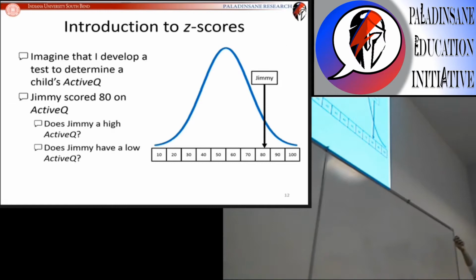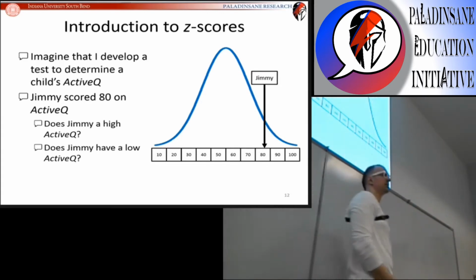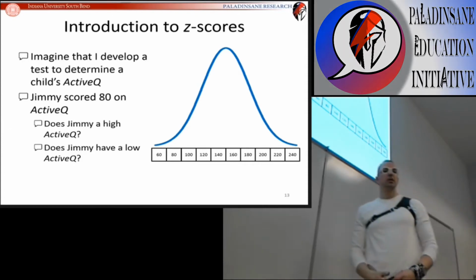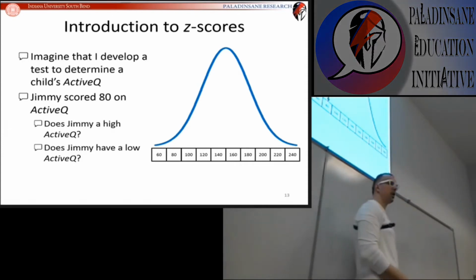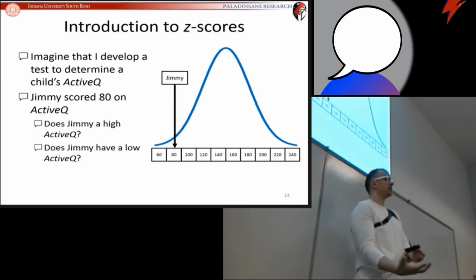80's high, right? Most people are in this area here. Most people score below what Jimmy scored. Jimmy has a high active Q. On the other hand, if we change the x-axis over here, and this was the frequency distribution of active Q scores in the population, then you can see that Jimmy actually has a very low active Q. And we would need to try to get Jimmy to be more active, not less active.